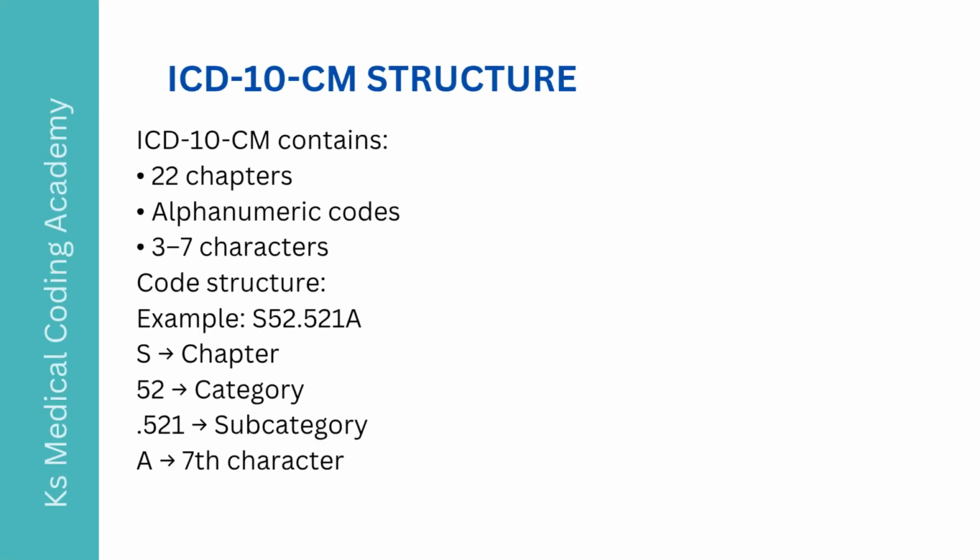ICD-10-CM structure. The ICD-10-CM classification system contains 22 chapters. Codes are alphanumeric and may contain 3 to 7 characters. Each character position provides additional specificity. For example, the code S52.521A contains the chapter identifier, the category, the subcategory, and the 7th character, which indicates the encounter type. Understanding this structure is essential for accurate coding.